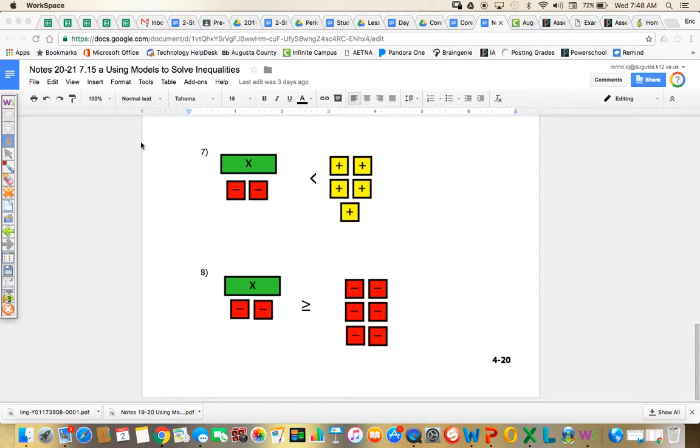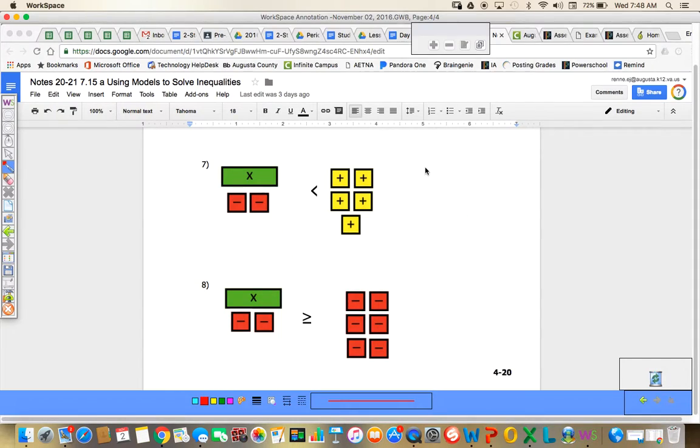So we have 7 and 8. So let's look at number 7. We have x plus -2 is less than 5. And remember, let's put this over here. We could also write this another way. X minus 2 is less than 5. Okay, circle your variable. Set up your t.